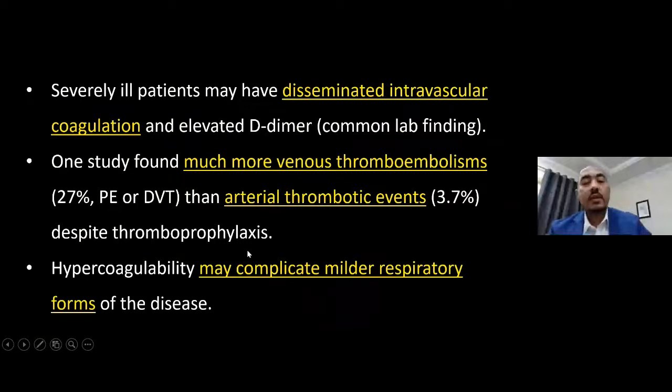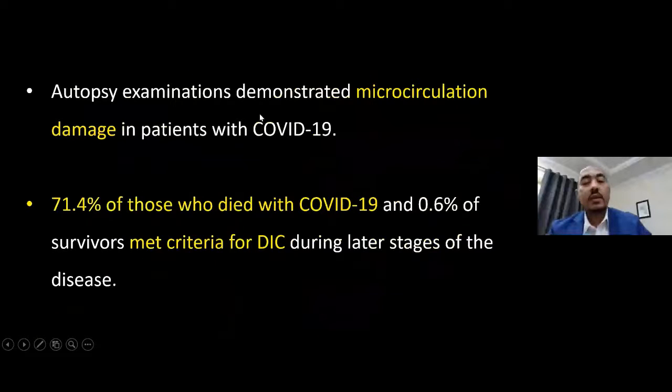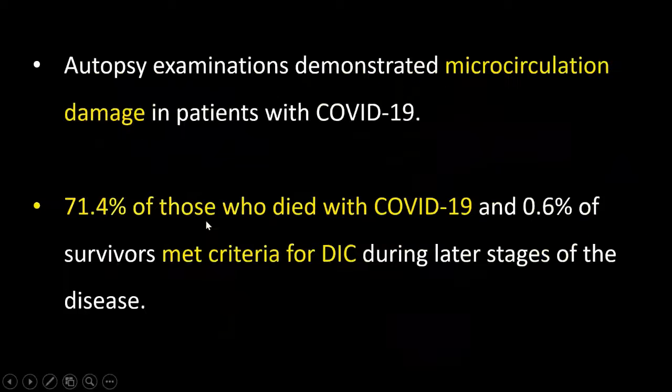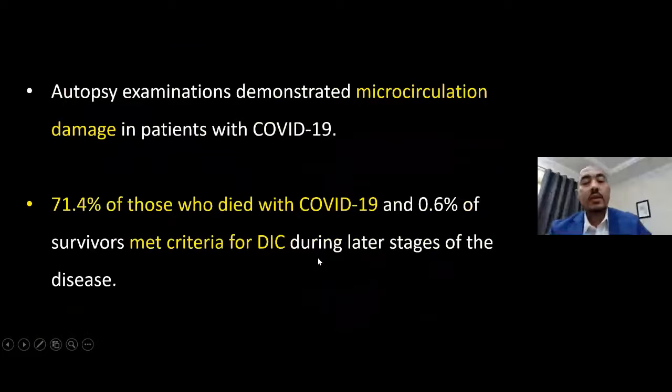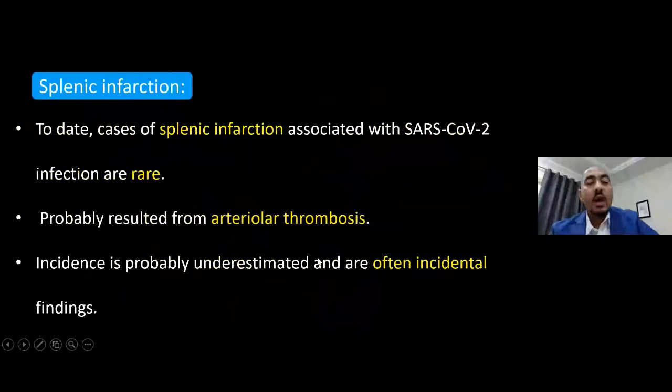Autopsy examination demonstrated microcirculation damage in patients with COVID-19. About 3/4 of those who died with COVID-19 and 0.6 of survivors met criteria for DIC during a later stage of the disease. Regarding splenic infarction, to date, cases of splenic infarction associated with COVID are rare, probably resulting from arteriolar thrombosis. Incidence is probably underestimated and the finding is often incidental.